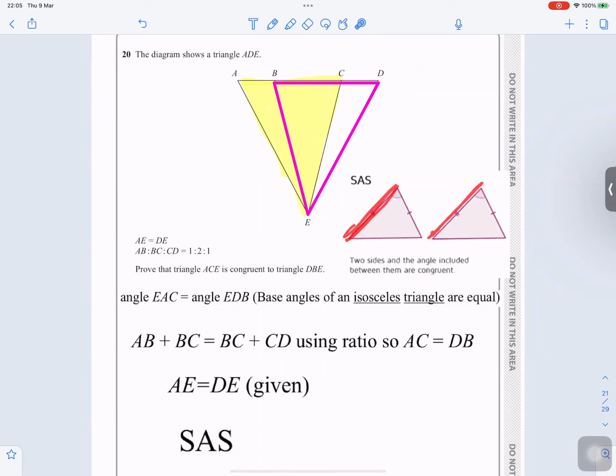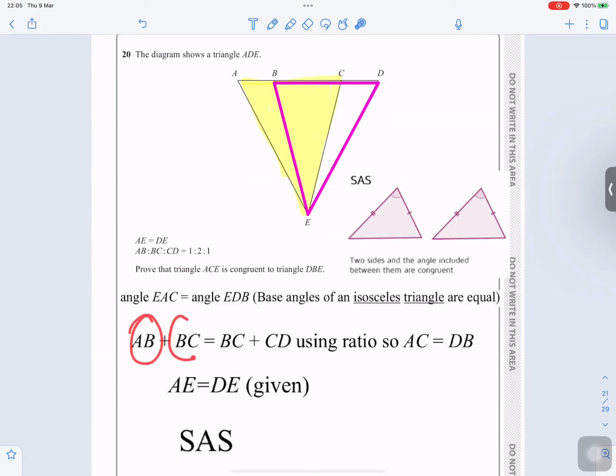This side is the same as that side. This side is the same as this other side. And this angle in between is the same as that angle in between. So one angle is the same and two sides are the same. So two sides and an included angle are congruent. So angle EAC is equal to angle EDB. Base angles of an isosceles triangle are equal.